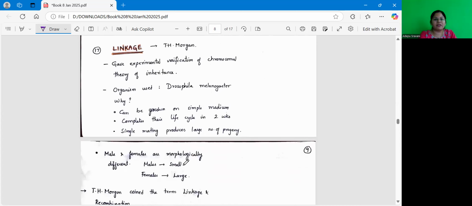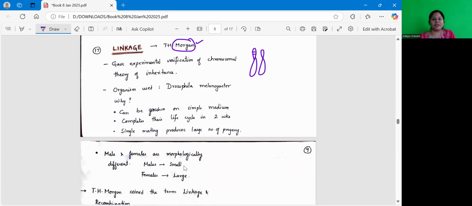Next, we'll talk about the linkage given by Morgan. So till now, we were discussing about Mendel's laws, isn't it? Now we'll be discussing about Morgan. The concept of linkage was given by Morgan. I told you what is meant by linkage, isn't it? Linked genes are what?